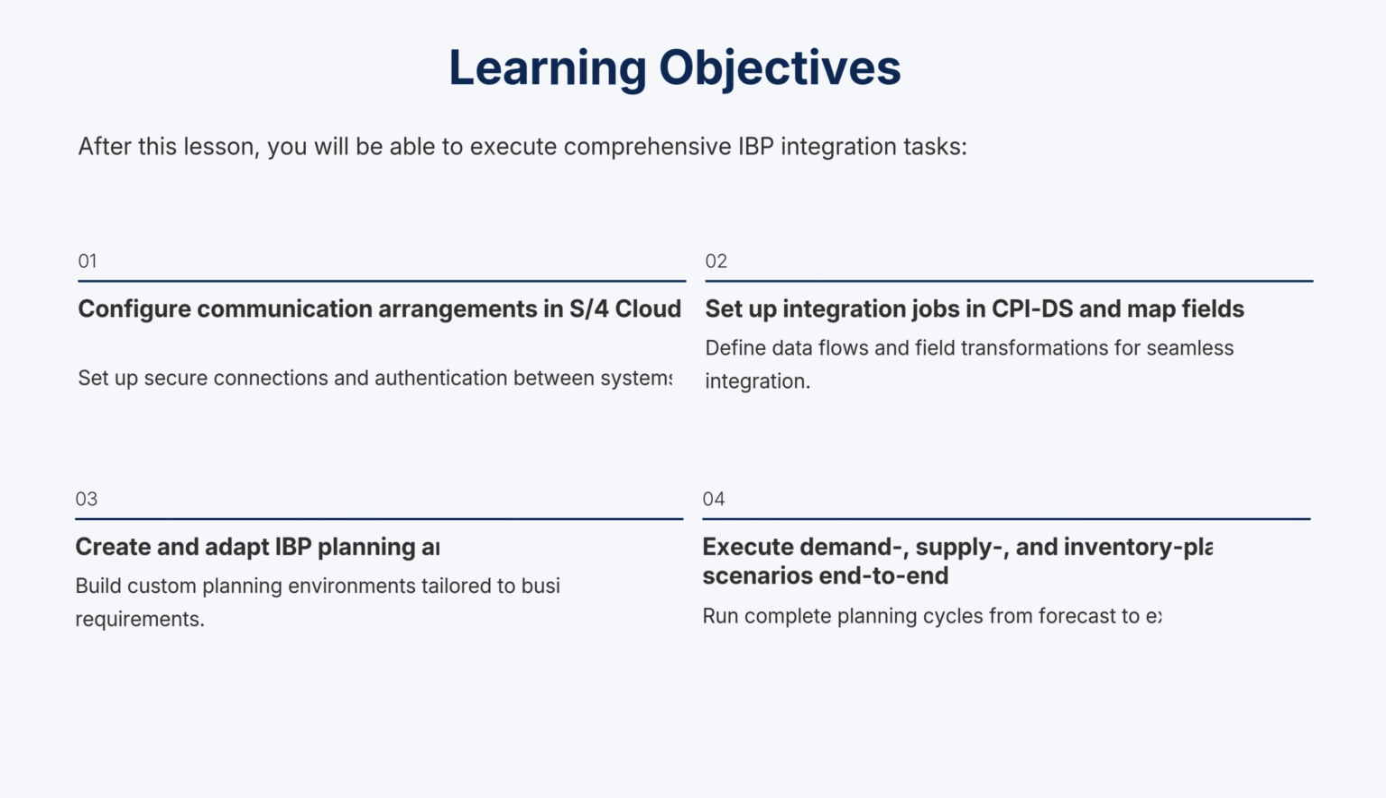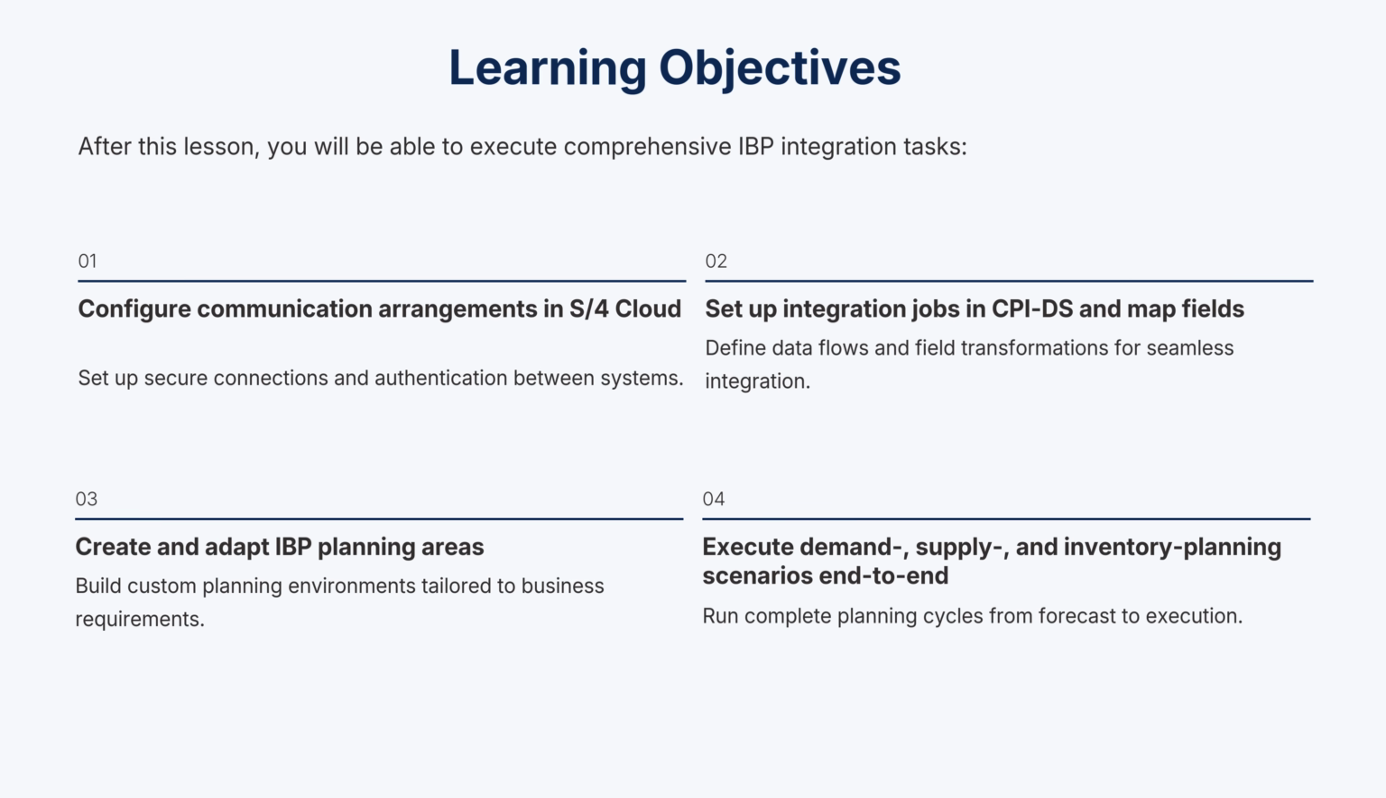By the end of this session, you'll know exactly how to configure IBP integration. You'll understand where communication settings live in S4, how CPI-DS agents connect both systems, and how planning areas are prepared in IBP. Finally, you'll execute sample demand, supply, and inventory optimization scenarios hands-on.